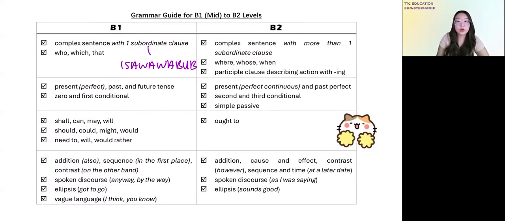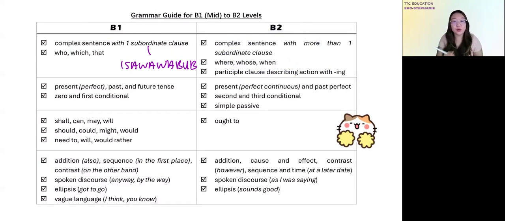But if you want to reach your B2 level, you will need to be able to demonstrate multiple sentence structures, and for complex sentences, you need to use more than one subordinate clause in one sentence. You should be able to use words like where, whose, when, and use participle clauses describing action with -ing. So your past participle clause will need to be used as well. Later on, we will demonstrate a bit, but in our normal class, usually I will teach you all based on our B2 level, so do not worry too much about it. I just want you to be very aware of this.